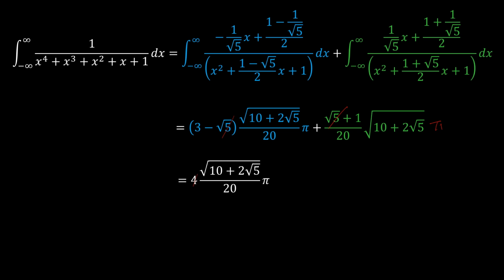And so 5 divided by 4 here goes 1, divided by 4 here goes 5. And so the answer is now square root of 10 plus 2 root 5 over 5 times pi. And this is the final answer.